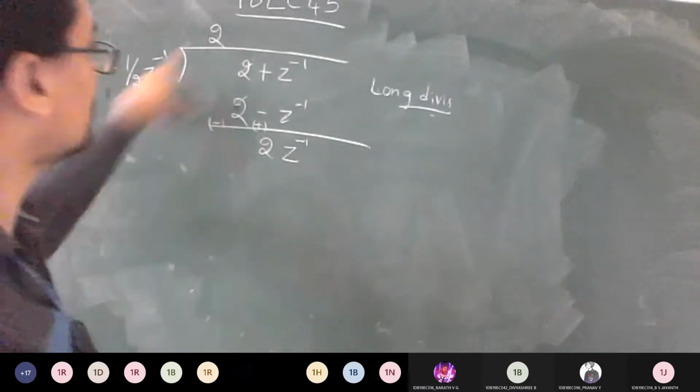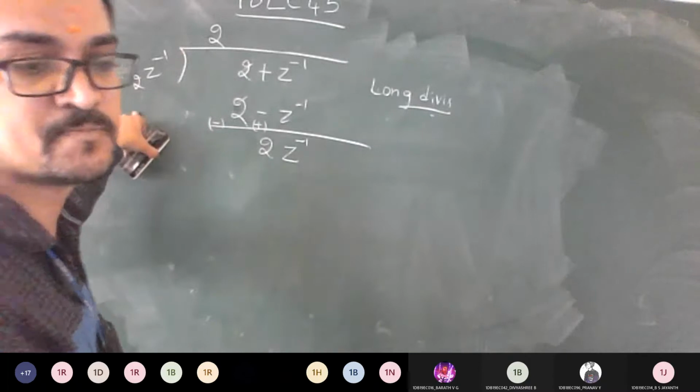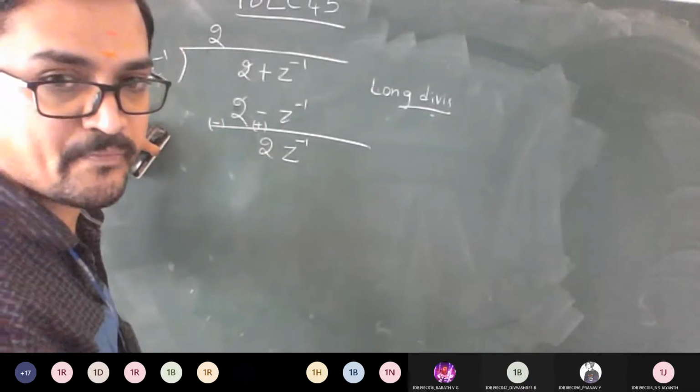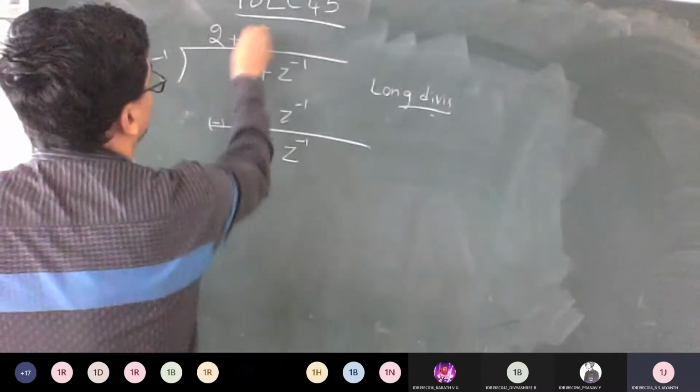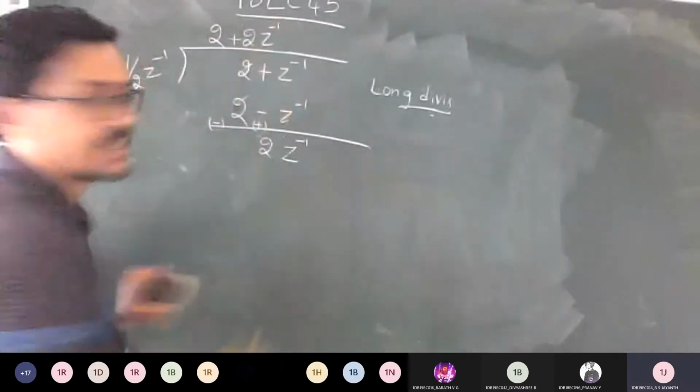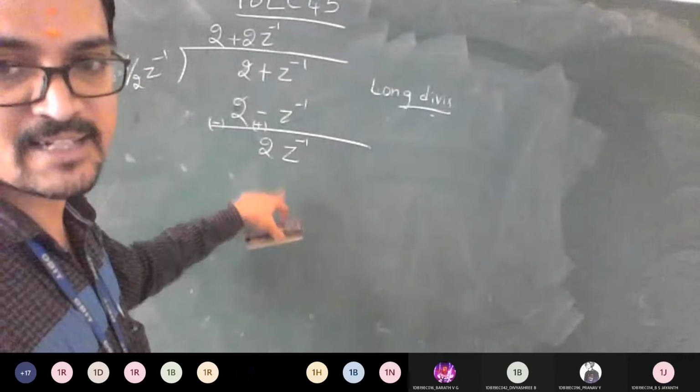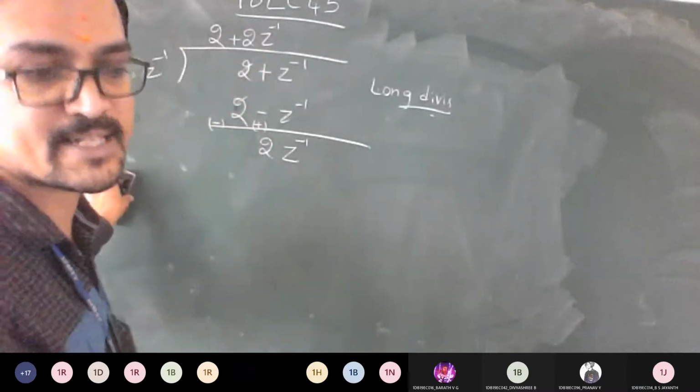What is next I should give here? I should cancel this, so what should I give? Plus 2, plus 2 z inverse. Plus 2 z raised to minus 1. Correct? Whatever term I want to cancel here, that should be reflected there. That's all. Yes or no?